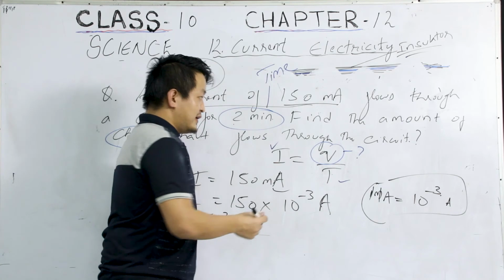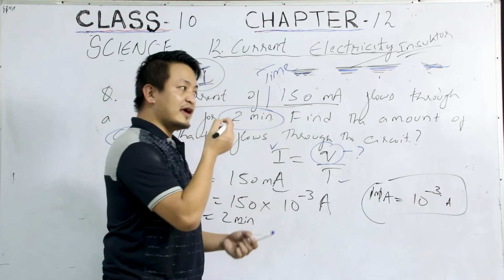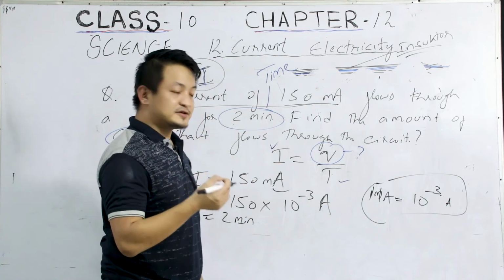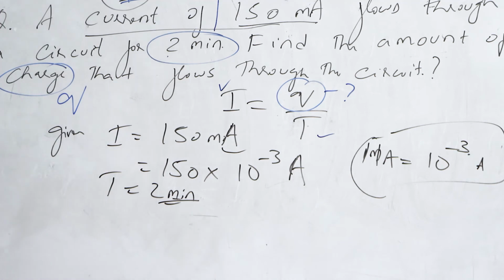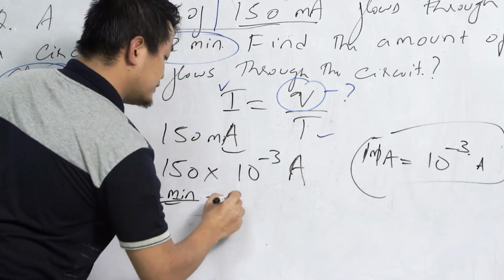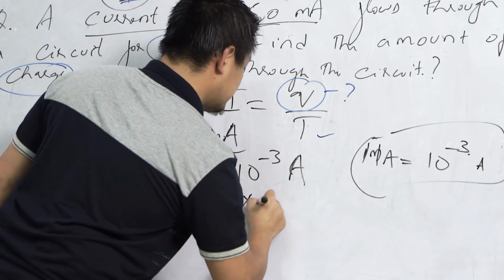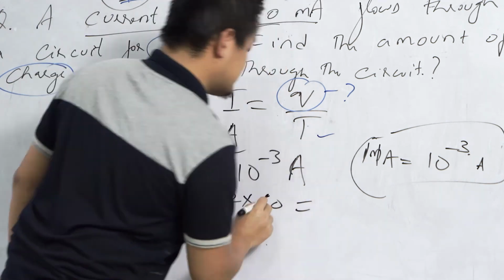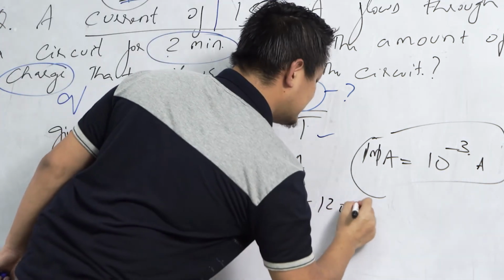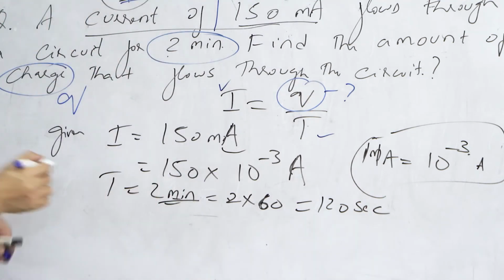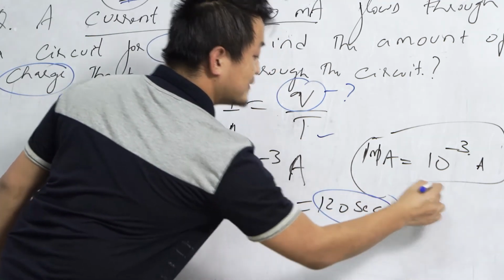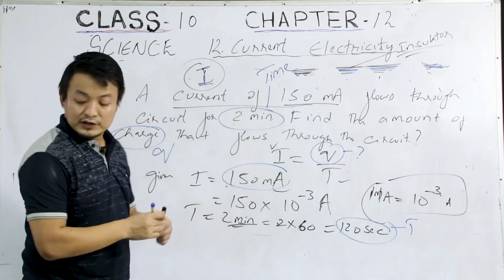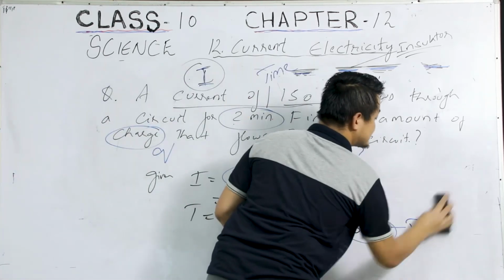In electricity, every second is very important, since we deal with the rate of flow of charge. So we have to convert this into seconds. That would be 2 into 60, so we get 120 seconds. Now we have everything: 120 seconds as our time and 150 milliampere as our current. Now we will substitute and get the answer.